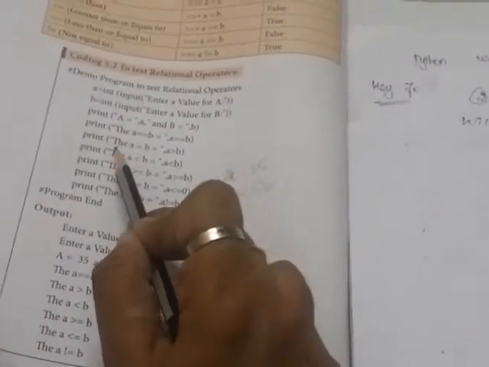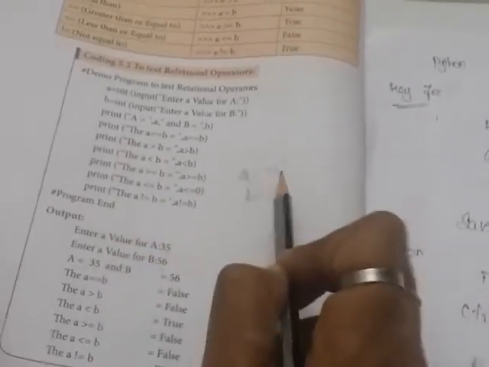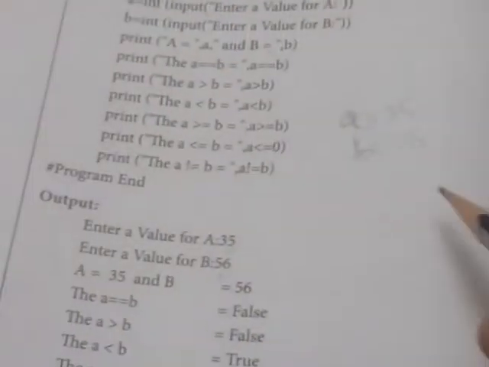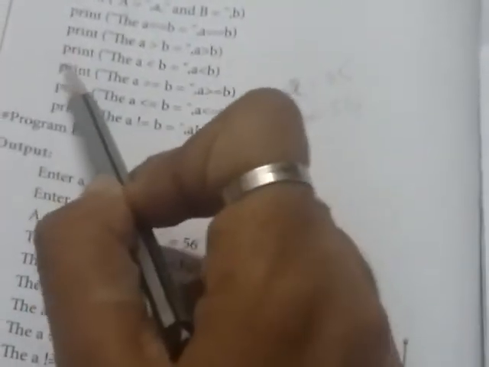Then the next one is A less than B. A less than B means 35 less than 56. 35 less than 56, so the condition becomes true. The output becomes what? True. So again the compiler reaches here.